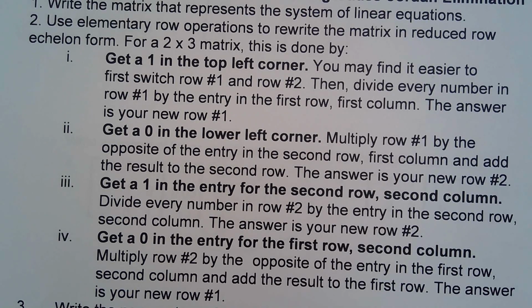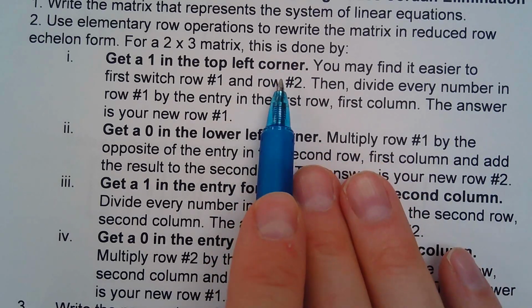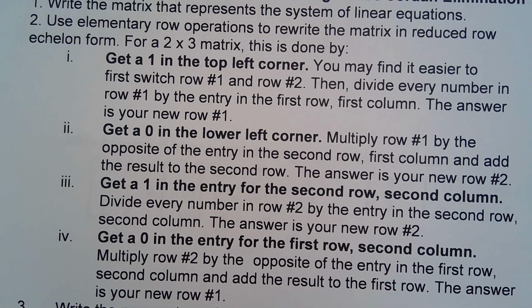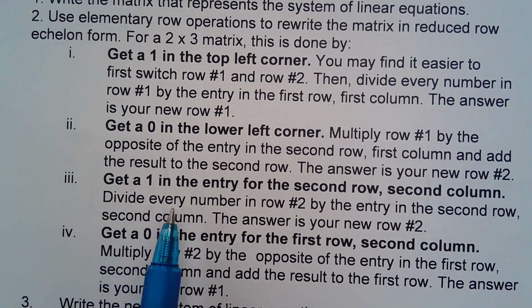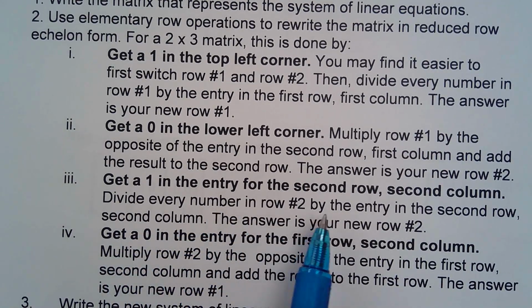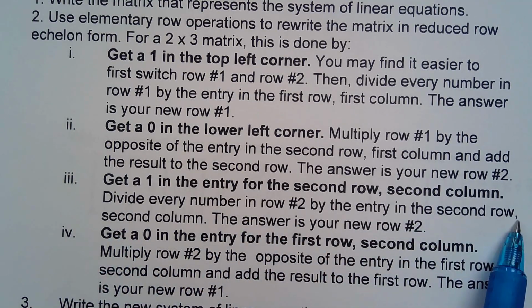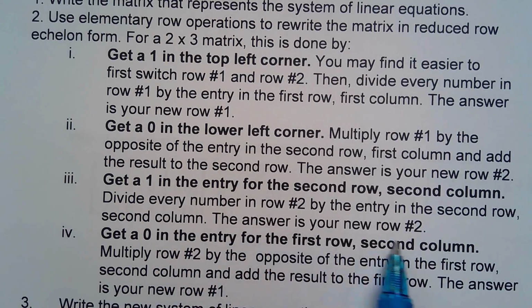Next, you want to get 0 in the lower left corner. So you're working counterclockwise, stopping at the top left, and you work down to the bottom left. Multiply row 1 by the opposite of the entry in the second row, first column, and add the results to the second row. The answer is your new row 2. Your third step is to get 1 in the entry for the second row, second column. You're going to divide every number in the second row by the entry in the second row, second column. The answer would be new row 2.